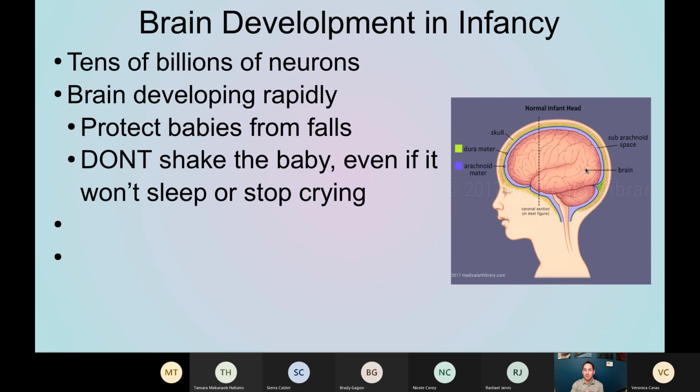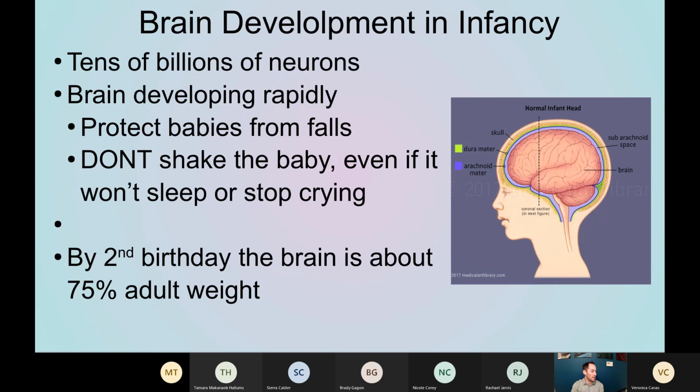So don't shake babies. Don't do it even if they're really frustrating and won't sleep or won't stop crying. I know my kids had colic a couple different times in infancy, and it's really, really tough on parents who are already sleep deprived. Put them down, take a break, leave the room, come back later. That's definitely better than to shake them, for sure. It would not help.